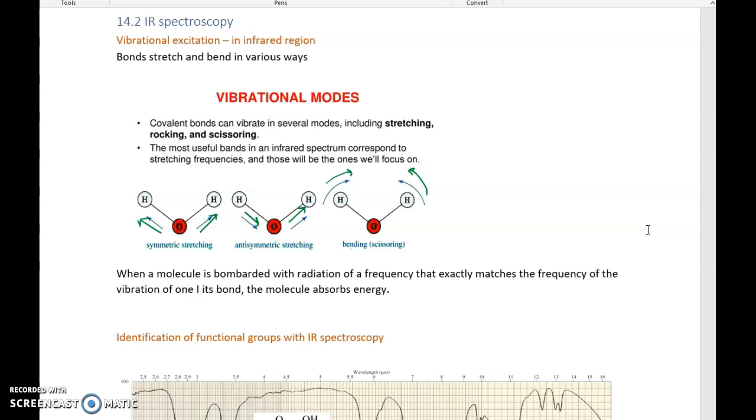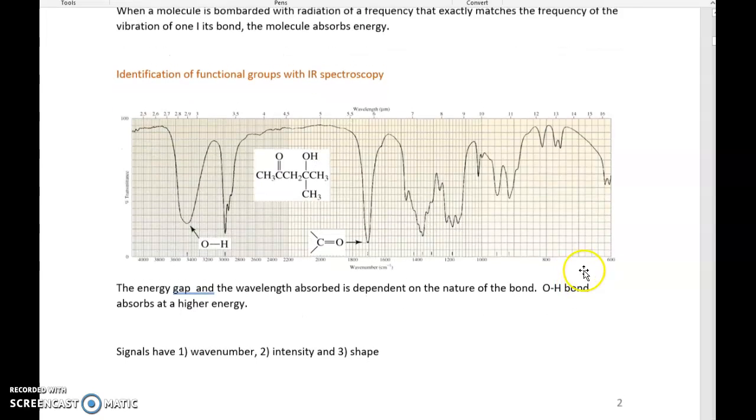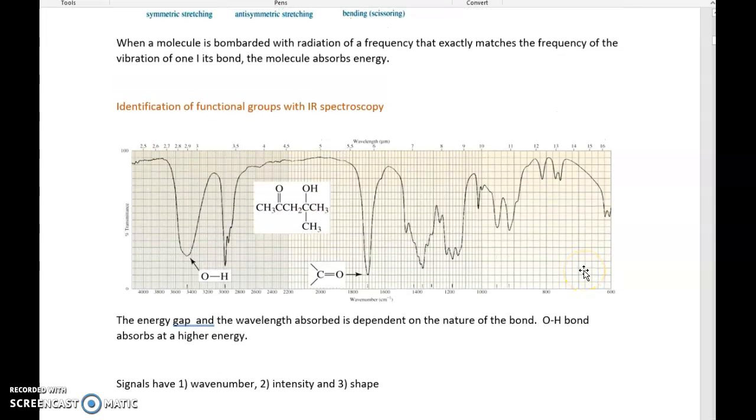So when a molecule is bombarded with radiation of a frequency that exactly matches the frequency of the vibration of one of its bonds, it's going to absorb that energy. And this is what the spectrum is going to look at. And I realize, as we orient ourselves here, at the bottom we have wave numbers. Over here we're going to have 4,000, and down here we've got 600. The y-axis, this is 0 transmission, and this is 100% transmission. So this thing is going to look upside down.